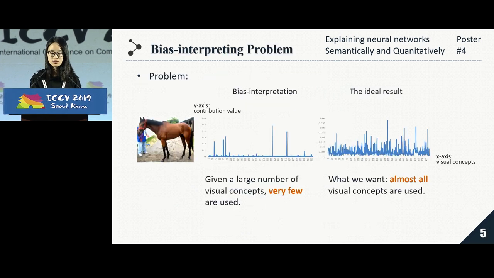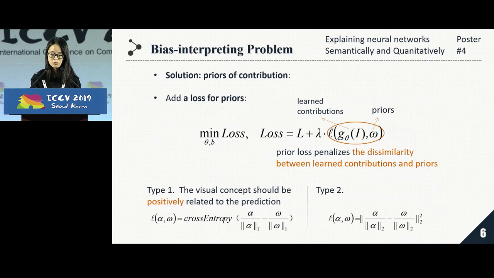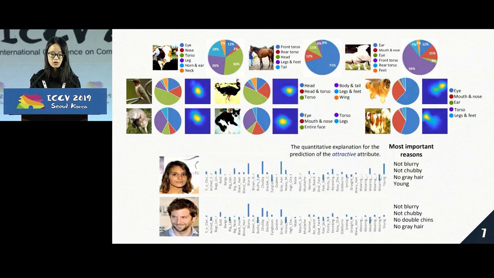Note that the knowledge distillation may yield biased interpretation. For example, a prediction may depend on various visual concepts. However, as shown in the left figure, the biased interpretation only assigns very few concepts with high contributions. Thus, we define a prior loss. We define the following priors as an additional penalty loss to overcome the biased interpretation problem. Here the prior loss is used in the early epochs to avoid the biased interpretation problem. We define two typical types of priors for real applications as follows.